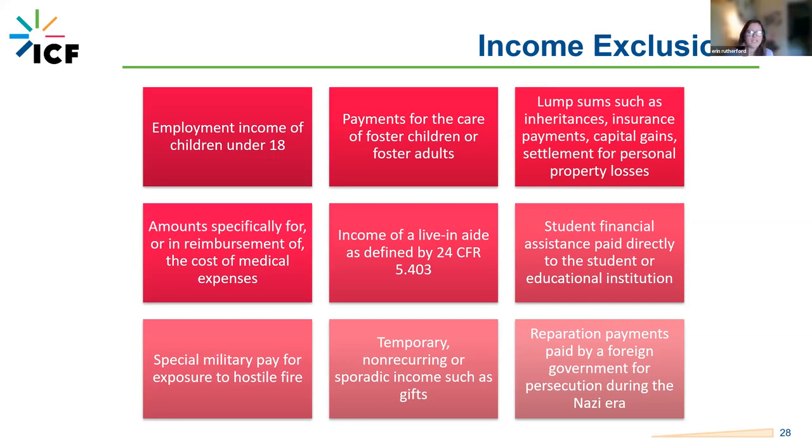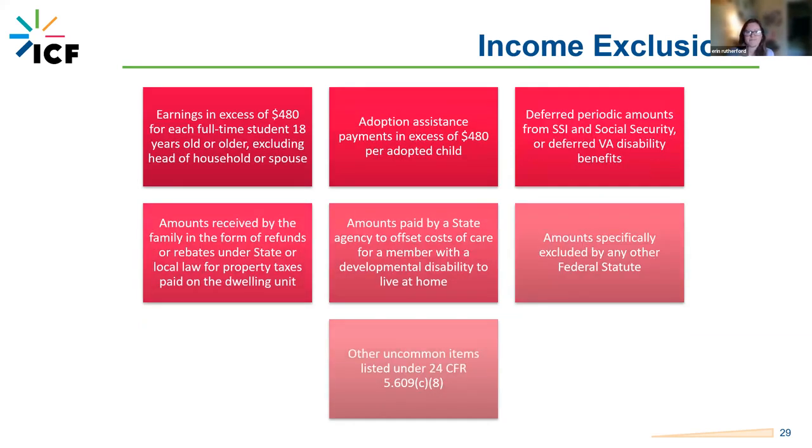We have some more exclusions. Additionally, you also have to exclude income that comes from earnings in excess of $480 for each full-time student aged 18 years or older in the household, excluding the head of household or spouse. So in this scenario, you would not count any income that is coming in this way for a full-time student, unless they are the head of household or their spouse.